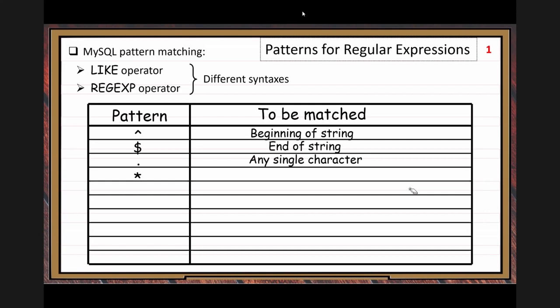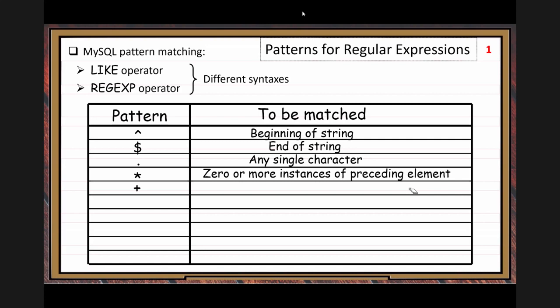Then the star symbol represents zero or more instances of the preceding element. So you put the star after a certain pattern. There is a specific pattern before the star. Then your star means the previous pattern should be repeated zero or more times, including zero. Not repeated, zero means no such pattern. So that's the star meaning.